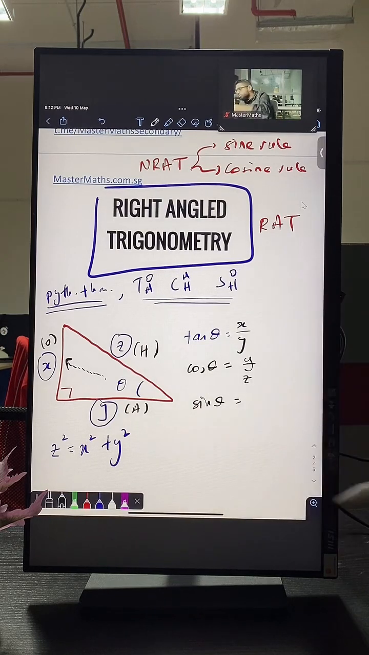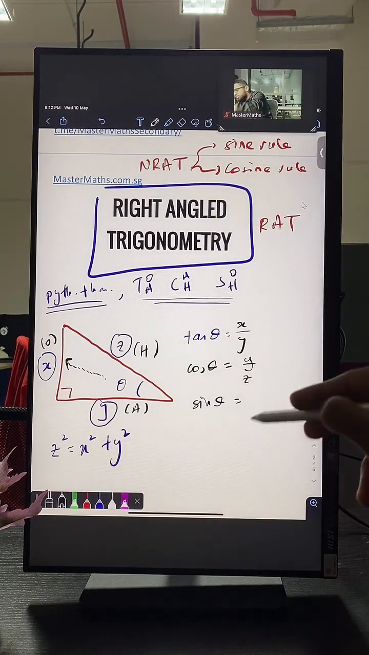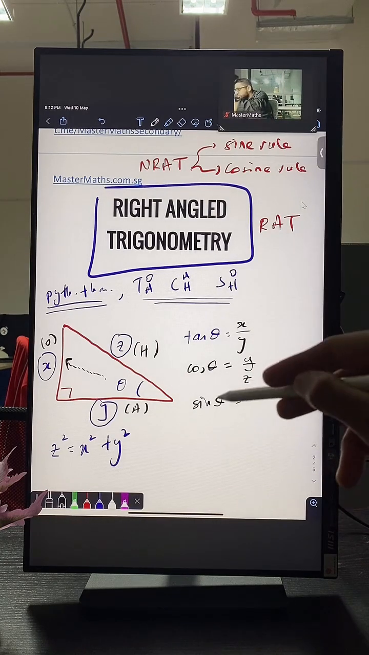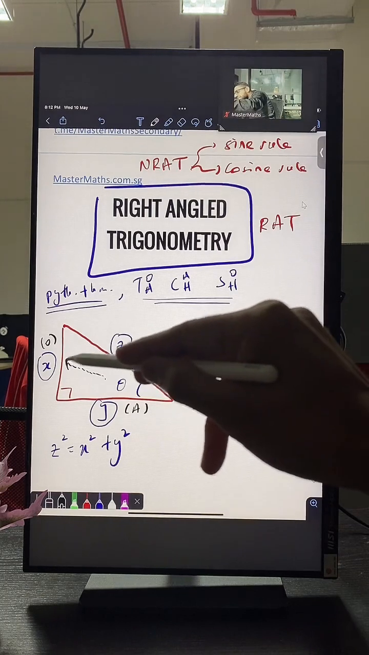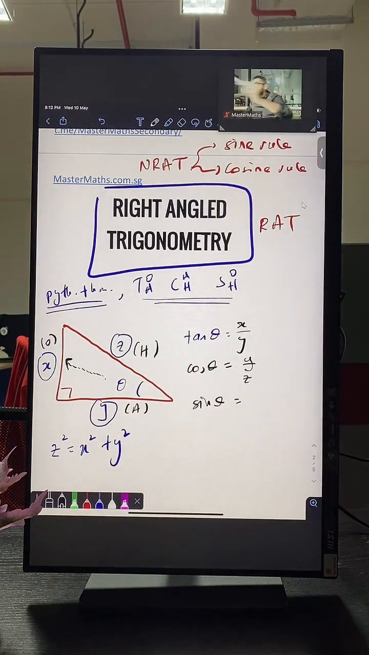Now guys, those of you who are on the live today, tell me what is the fraction for sine theta? What is opposite upon hypotenuse? What is the value there, guys? Let me know, please, in the chat box.